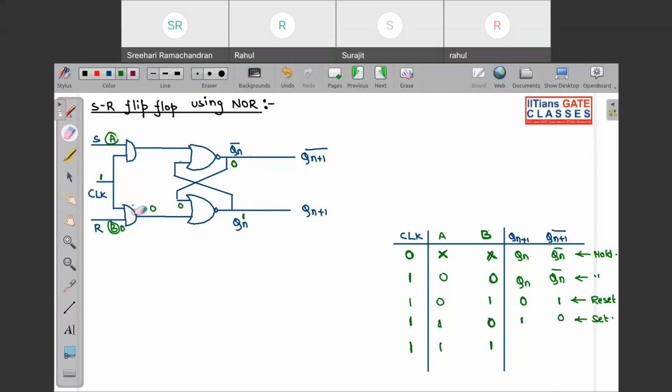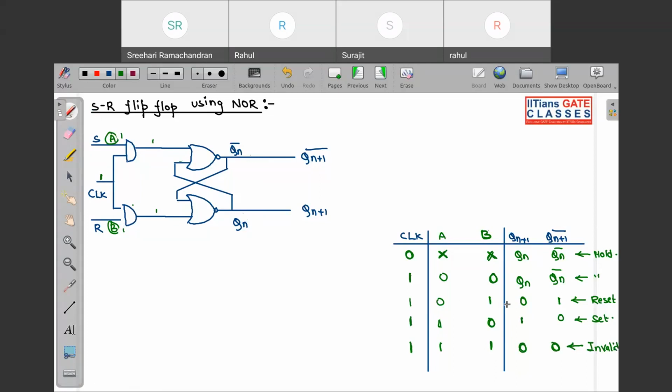And last is 1 1. So applying 1 1, what will happen? If we apply 1 1 to A and B, you can see input to this latch will be 1 1, and we know whenever we apply to NOR latch 1 1, we get 0 0, and that is invalid state. This is not possible, so this is invalid.